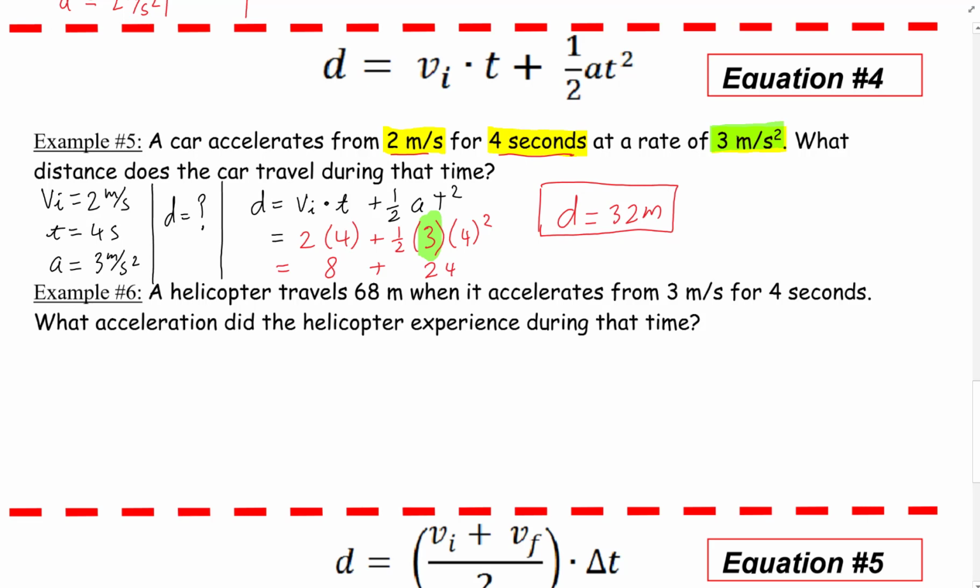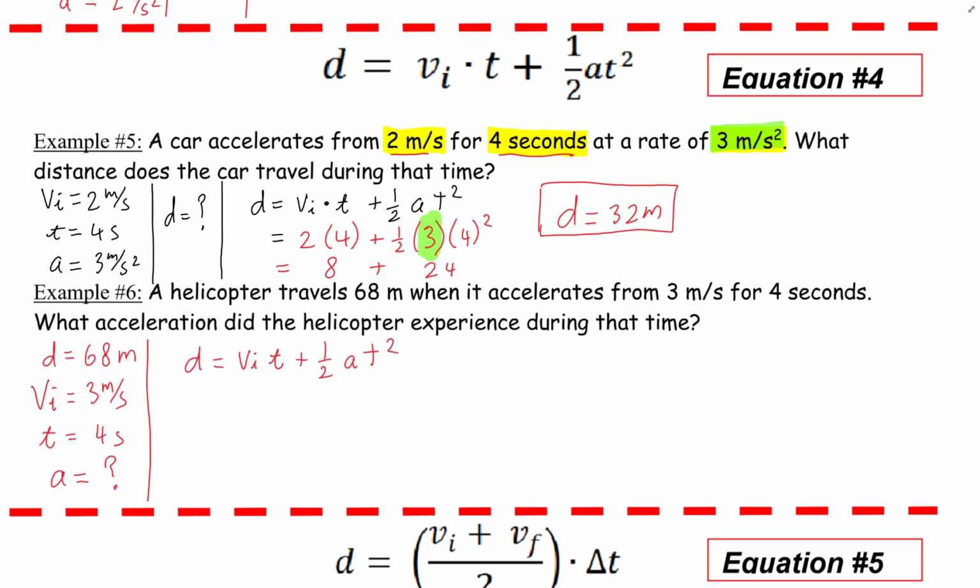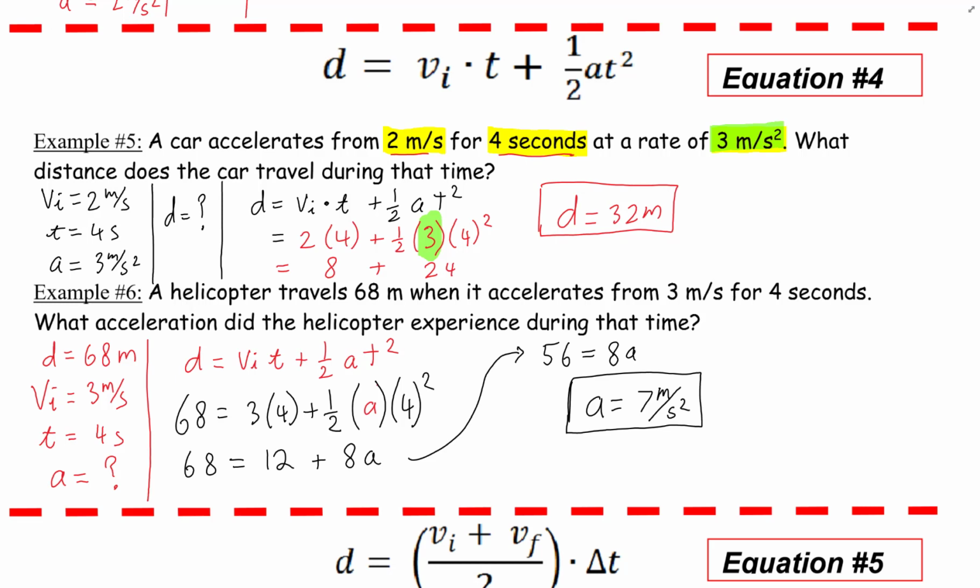Okay, so try example 6. We'll pause here for a moment and see if you can get to the answer. Did you write out the givens? Did you write out the formula? Now you just have to plug in the numbers. Give it a shot. Were you able to get 7 meters per second squared? Excellent.